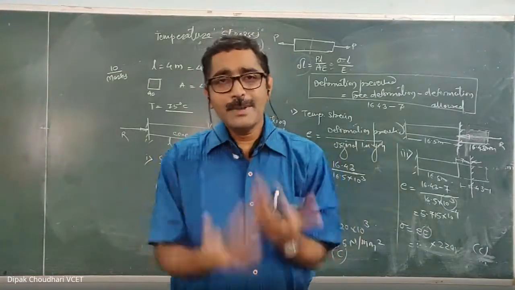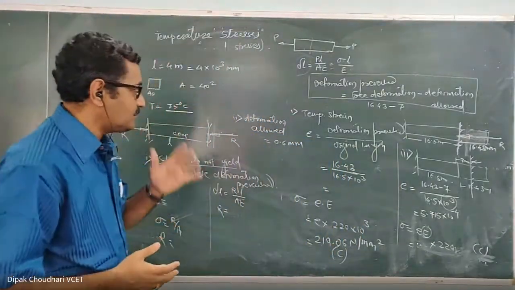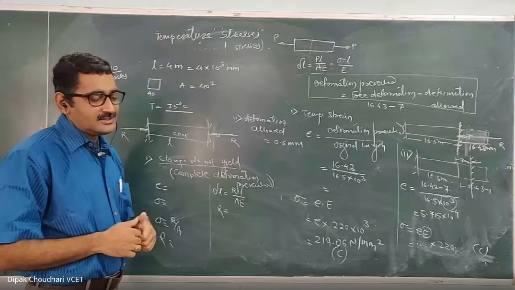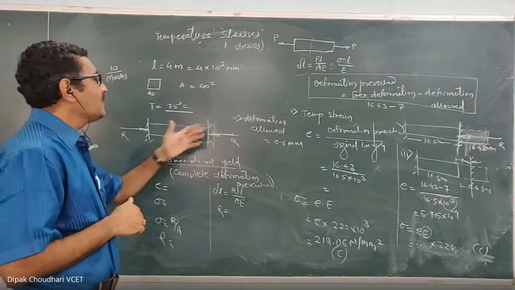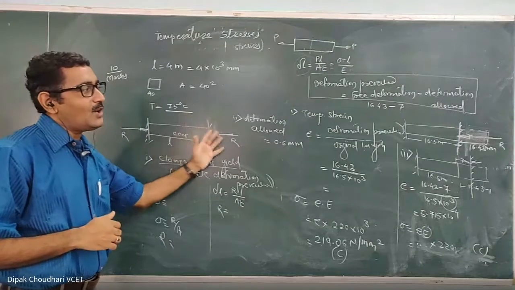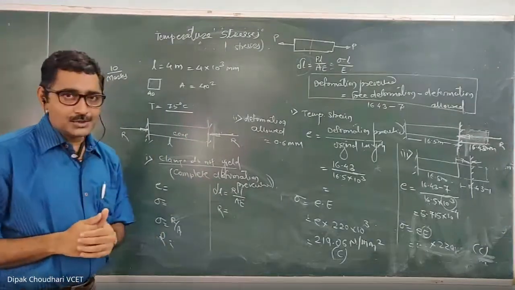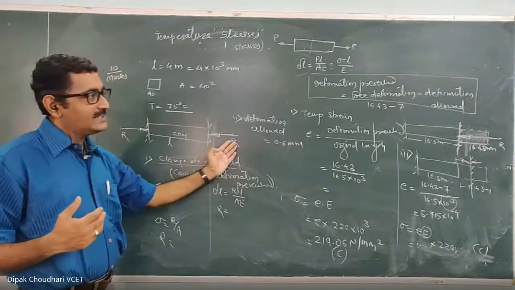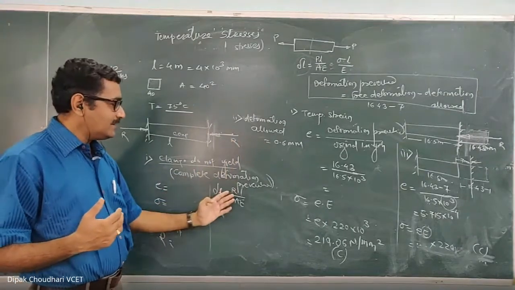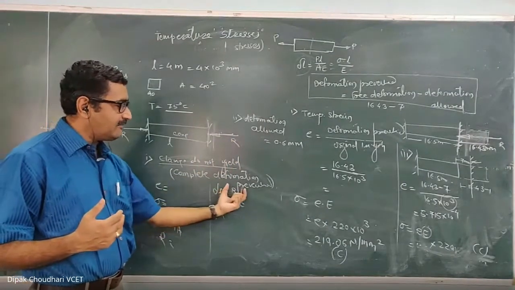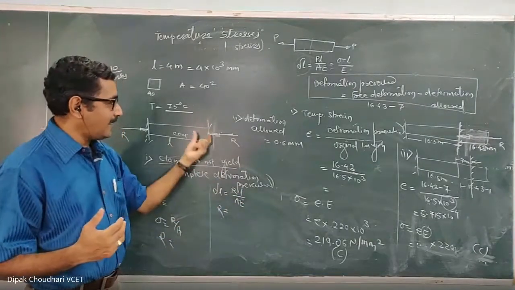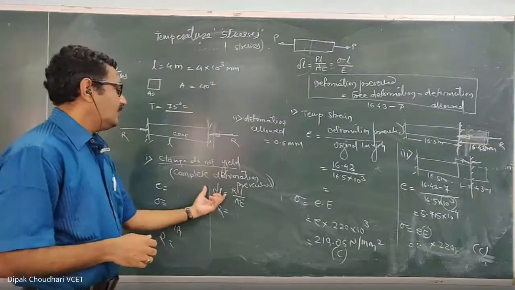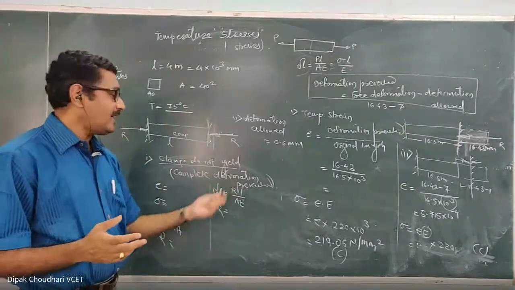Clear? Based on this concept, we solved a few questions in which we calculated the temperature stresses, as well as, if there is some support, how much is the thrust or reactive force exerted by the support on the material or by the material on the support. In that case, I suggested you first calculate this reactive force using the concept that deformation prevented equals RL upon AE. By thinking logically you can get how much deformation is prevented, and with the help of it you can calculate R directly.